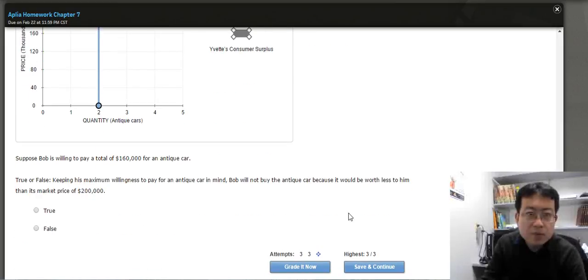And the third part of the question says, Bob is willing to pay $160,000 for antique cars. True or false? Keeping his maximum willingness to pay for an antique car in mind, Bob will not buy the antique car because it will be worth much less to him than the market price of $200,000. Well, this is a true statement because for Bob, he's only willing to pay $160,000, but the price is $200,000. So for him, if he buys the car, there is no consumer surplus. Therefore, Bob will not buy the car. Therefore, this is a true statement.